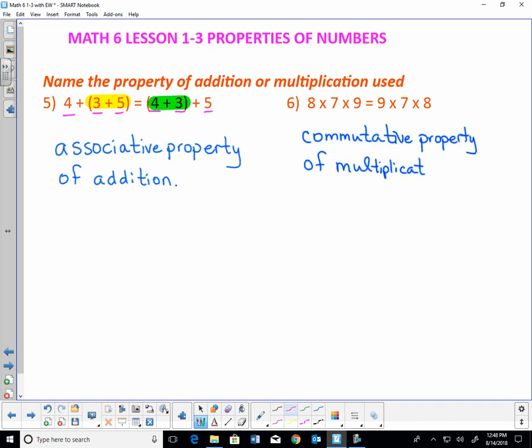So the associative property changes the parentheses. The commutative property changes the order of the numbers. And these are our properties of numbers.